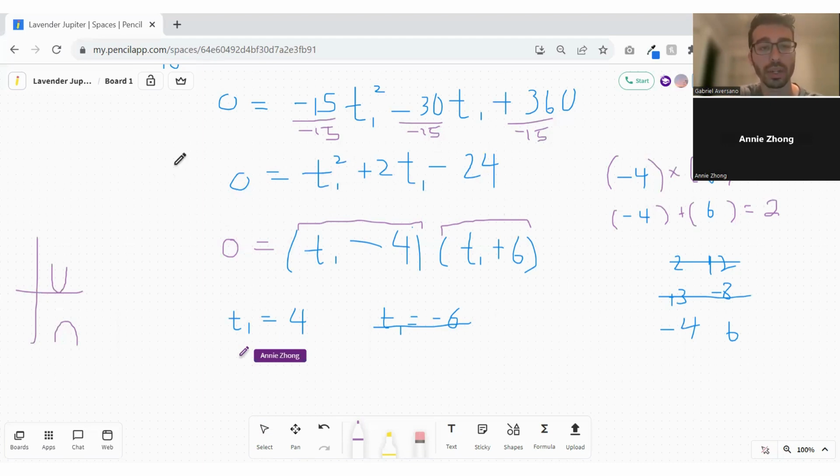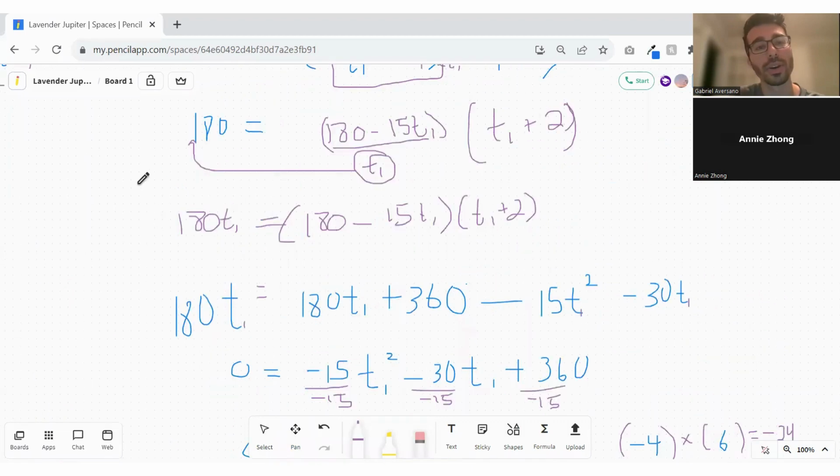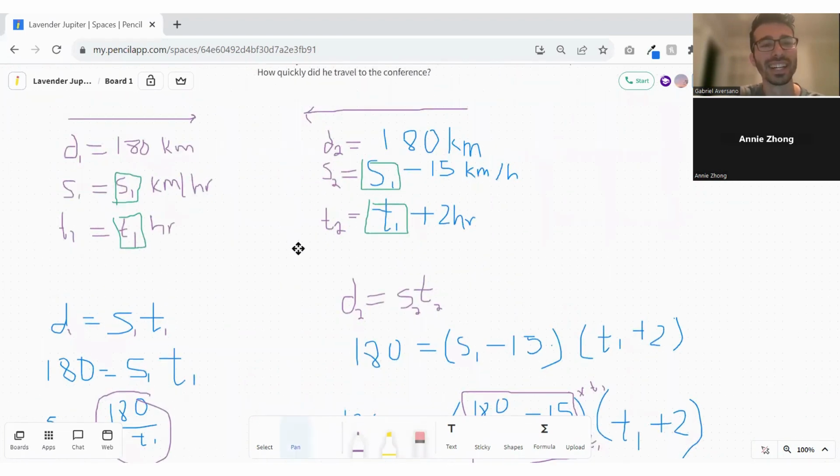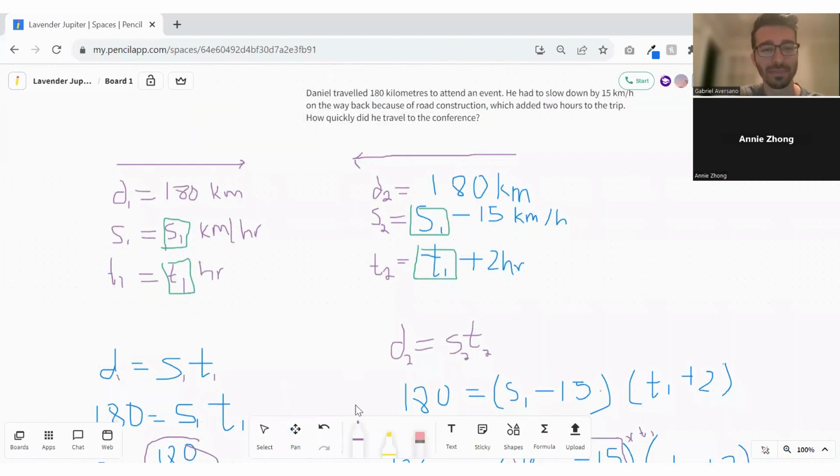Okay, so we got t1 equals to 4. I'm going to scroll all the way back. This is a long question. Okay, let's go up here. So let's use a different color. We've got t1 is equal to 4 hours. What does that tell us about t2? T2 will equal to 6 hours. 6 hours. Awesome. And if we know the distance is 180 and the time is 4, what is speed 1?